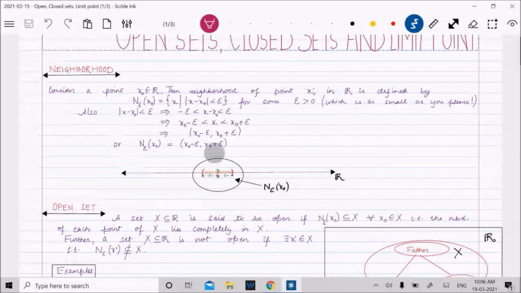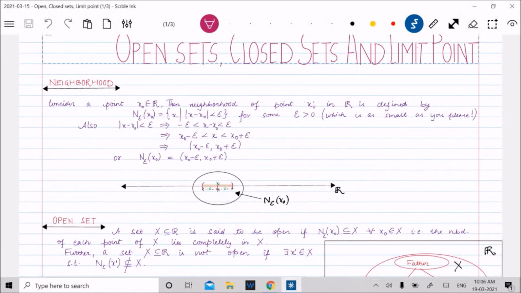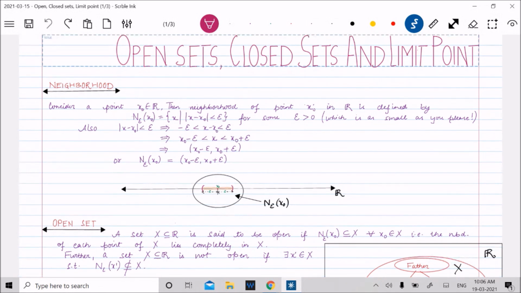So the definition of neighborhood says that if you choose any point x naught inside the real axis, then the neighborhood of that point is defined as the small interval of epsilon radius, where x naught is considered as the centered point. Mathematically it is denoted by these symbols. It means that the neighborhood N of the point x naught having the radius epsilon is equal to the interval which is of width 2 epsilon.